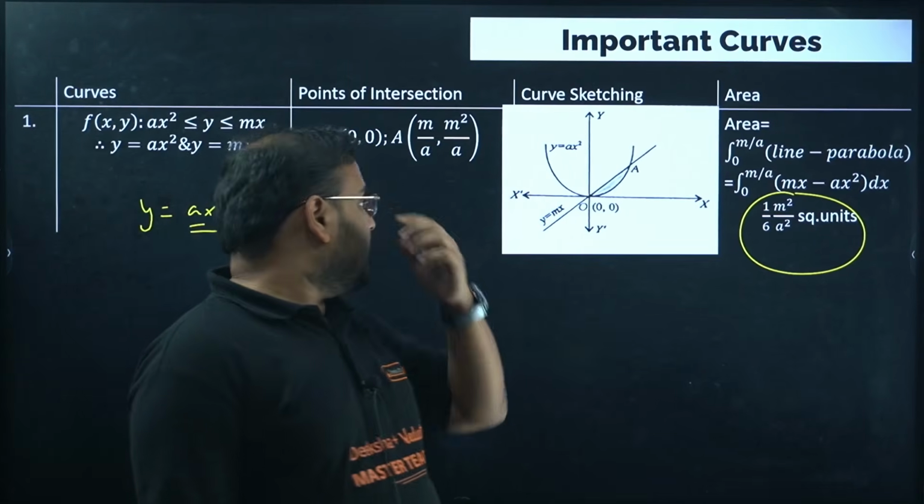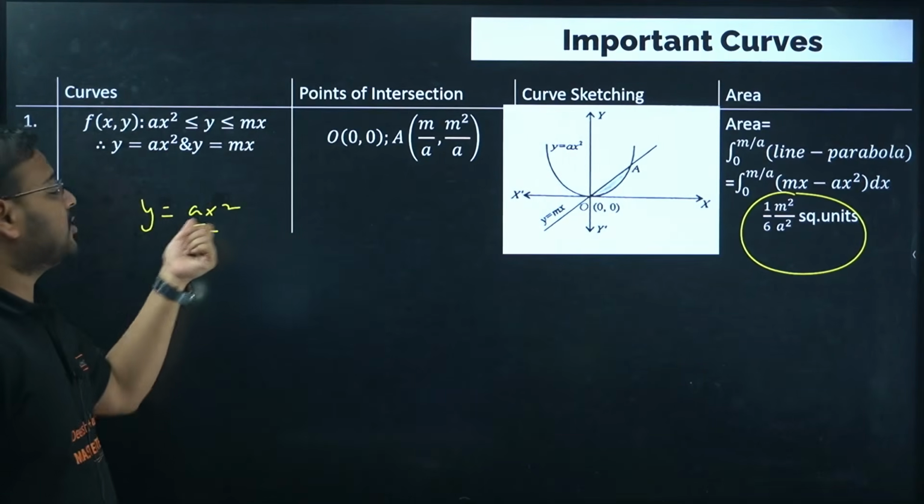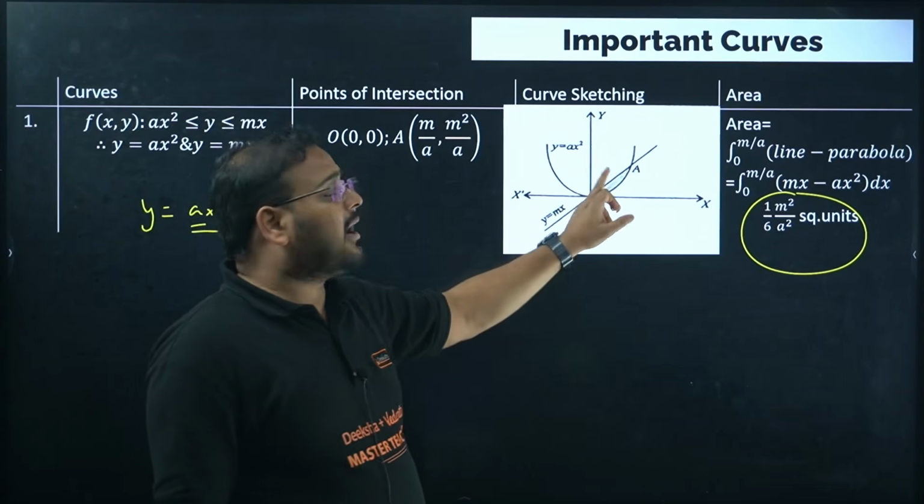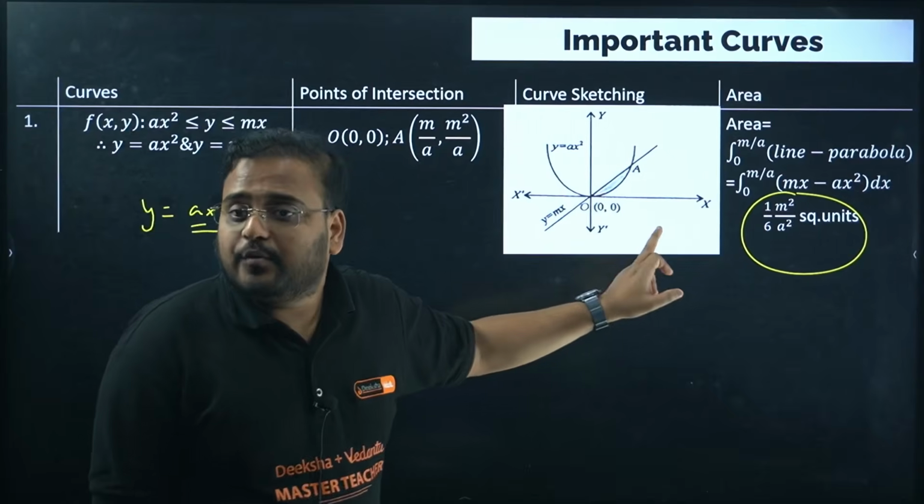I hope you can see that x square means symmetric about the y-axis. That much we know. Over here we have only one part as my feasible region, the shaded part. Over here you can see that clearly.